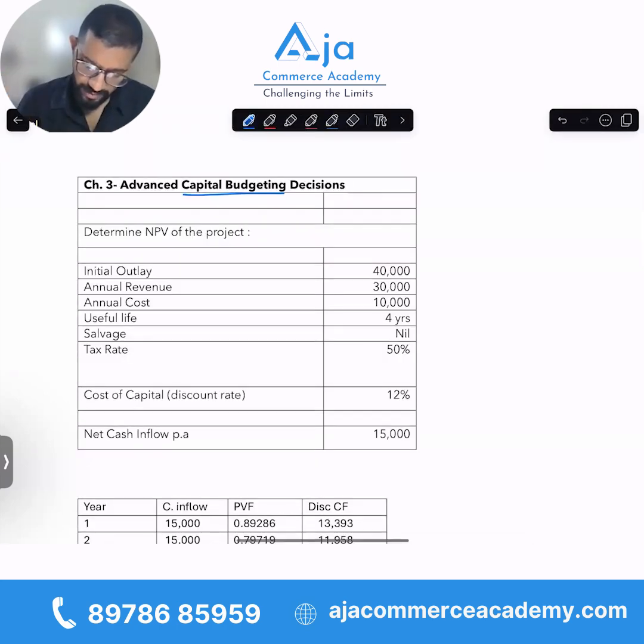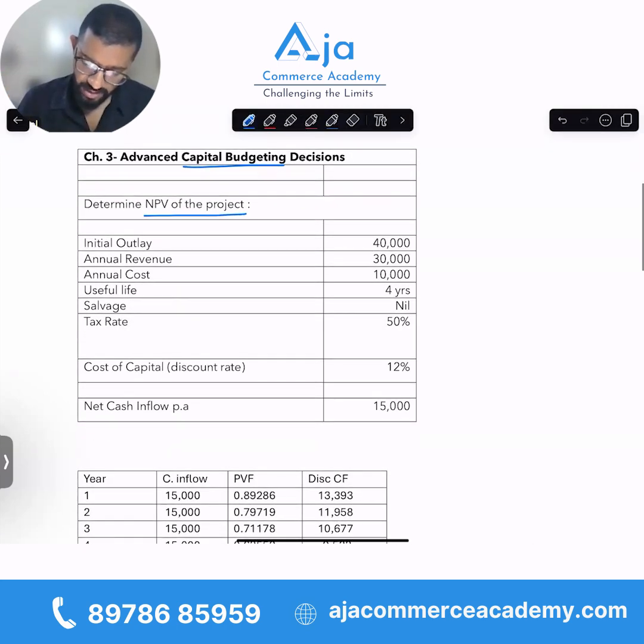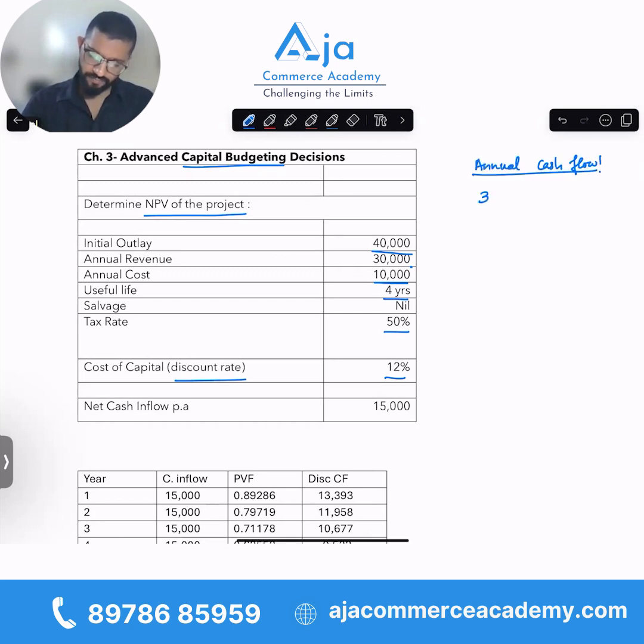We are asked to find the NPV of a project. The initial outlay is 40,000. Annual revenue is 30,000, but we also have to incur an annual cost of 10,000. The useful life is 4 years with no salvage and a tax rate of 50%. We are also given the discount rate of 12%. First, let us compute the annual revenue of 30,000 less annual cost of 10,000, which is 20,000.